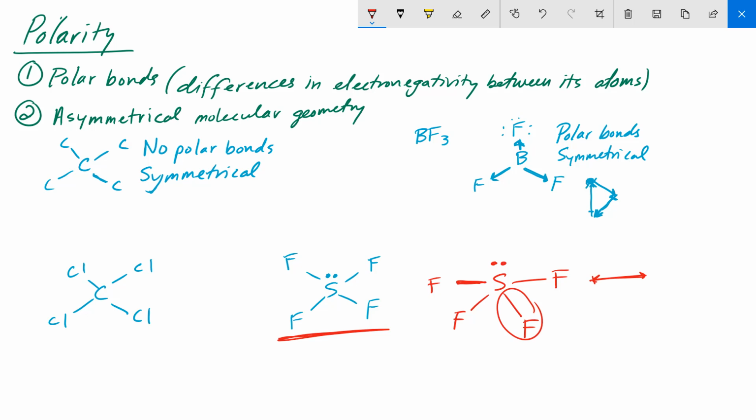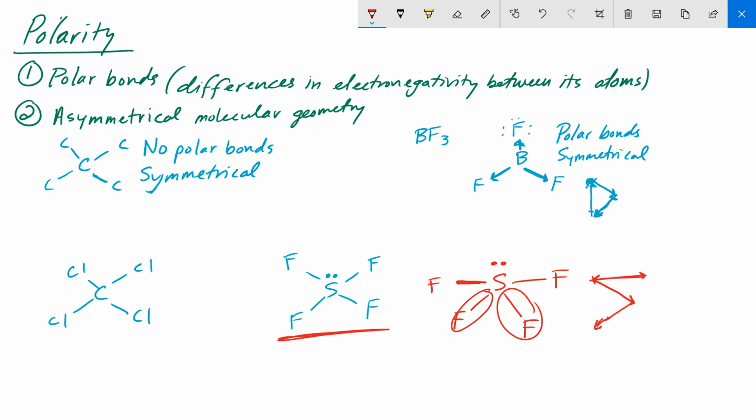So we're going to draw this fluorine's vector. It's coming kind of down and to the right. That needs to be a little longer to match up with the other one. It's coming down and to the right. Now we're going to draw this fluorine's vector. It's going down and to the left. This is the first molecule we've drawn that is in fact polar.